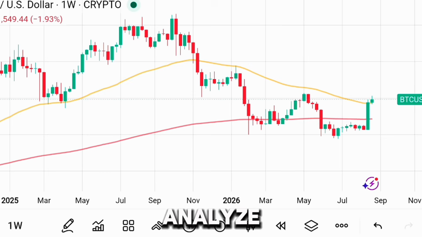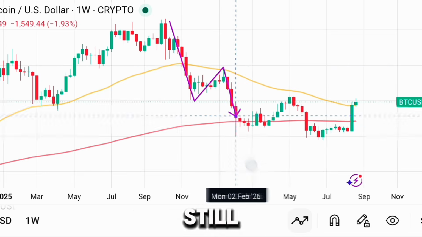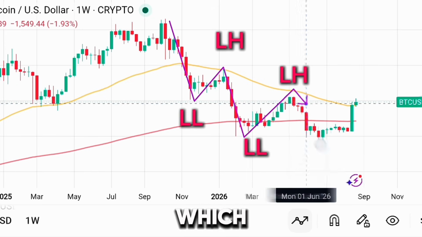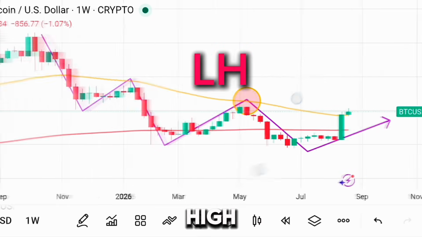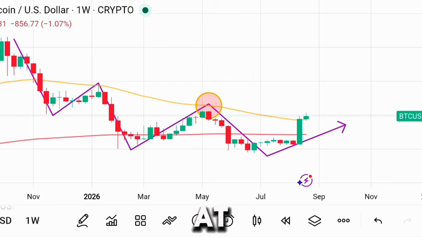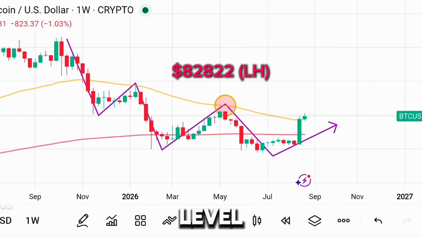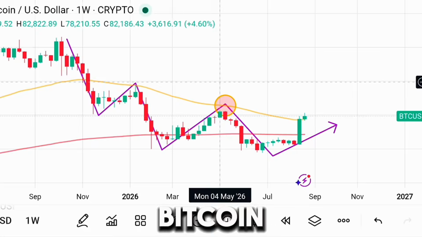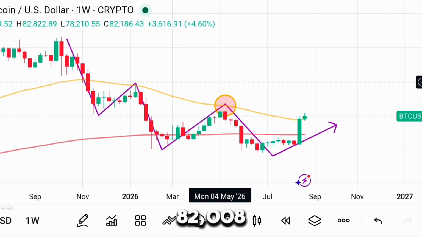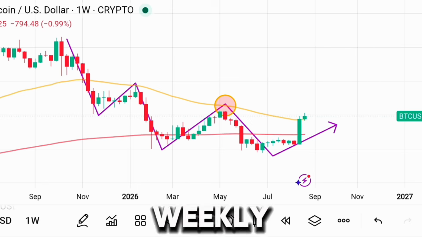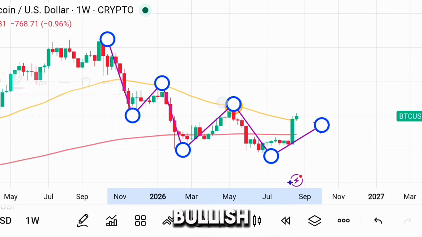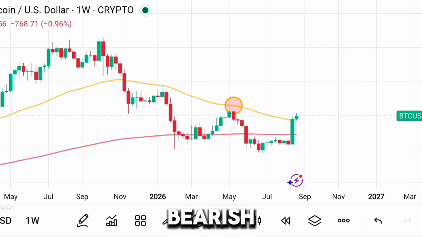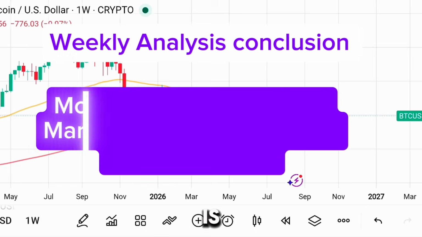But now let's analyze the actual market structure. Price is still making lower highs and lower lows, which represents a bearish market structure. The most recent important lower high, or swing high, is located at the 82,822 level. This level is very important. If Bitcoin breaks and confirms above the 82,822 level, we could see a potential shift from the current bearish weekly structure towards a bullish structure. So right now momentum is bullish, but market structure is bearish. So my weekly overview is neutral.